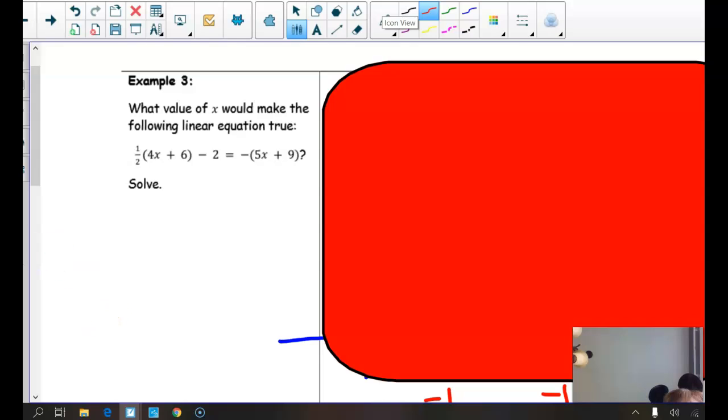There you go. Try this one. Doing the same thing. All you have to do is solve for that x. So go ahead and CDC it. All right, stop the video, CDC, and come back and we'll check it out.